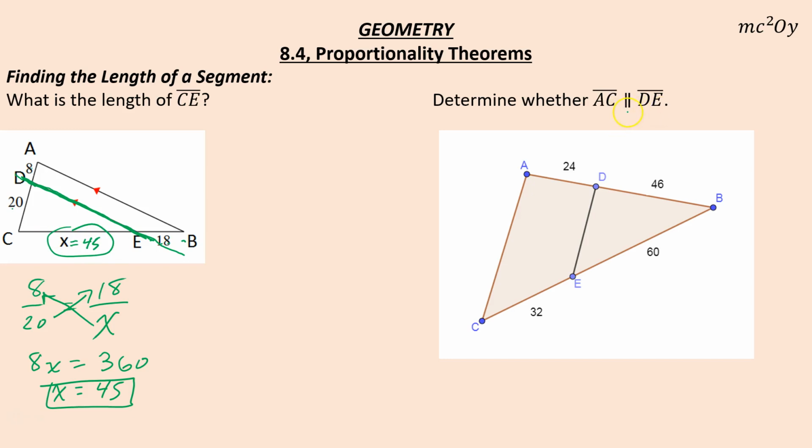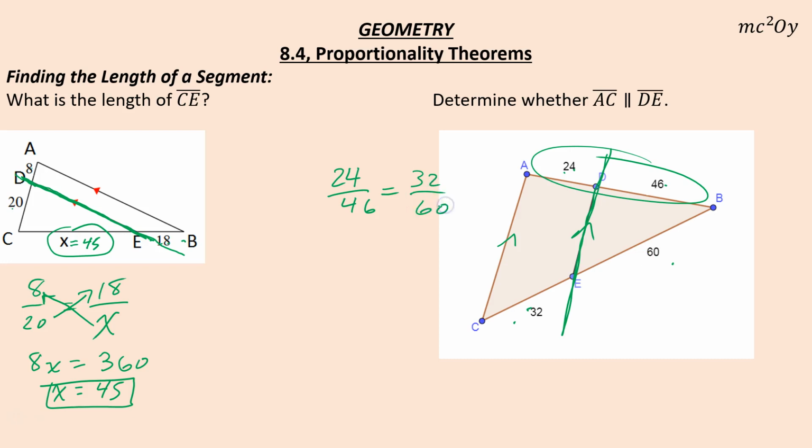Determine whether AC is parallel to DE. Well, if this is parallel to this, that would mean this line right here would divide these pieces proportionally. You could set up a proportion. So if it's true, either 46 over 24 or 24 over 46 would have to equal, 24 is on top, so 32, the one right across from it, over 60. That's your proportionality. One way to figure out if it's proportional is either to reduce both fractions or cross multiply and see if you get the same value.